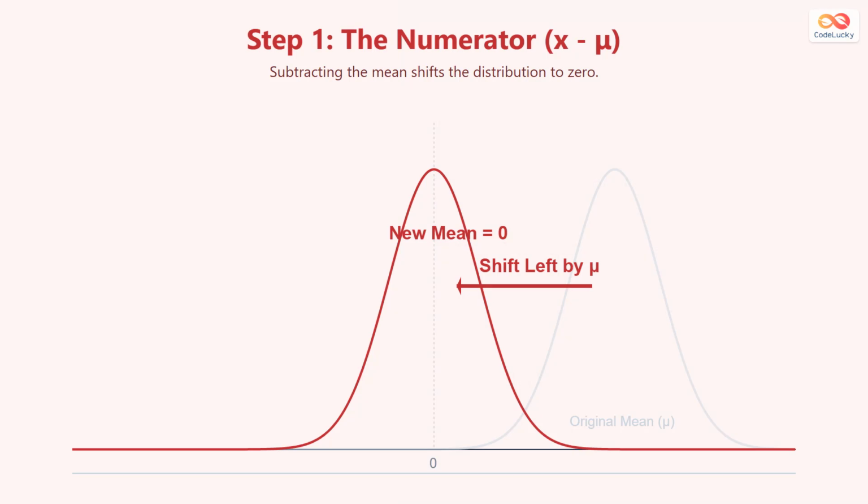The numerator, x minus mu, handles centering. When we subtract the mean from every data point, the entire distribution shifts sideways. The new mean becomes 0. This aligns the center of our data with the center of the standard graph.